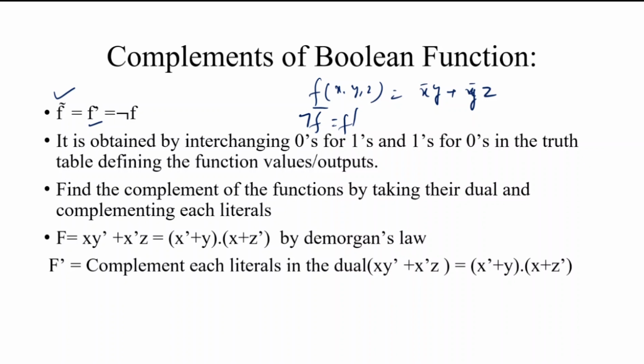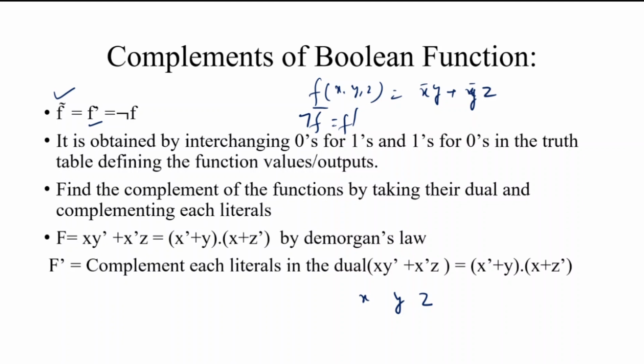So suppose the value of f is 1 in some possible combination, then in this particular combination the complemented form of the function gives a value 0, and in the rest of the combinations in which the original function gives a value 0, the complemented function gives a value 1. This is the process of obtaining the complement of a Boolean function. It is obtained by interchanging 0s for 1s and 1s for 0s in the truth table defining the function value. Suppose we define a truth table here, where x, y and z are the possible values.